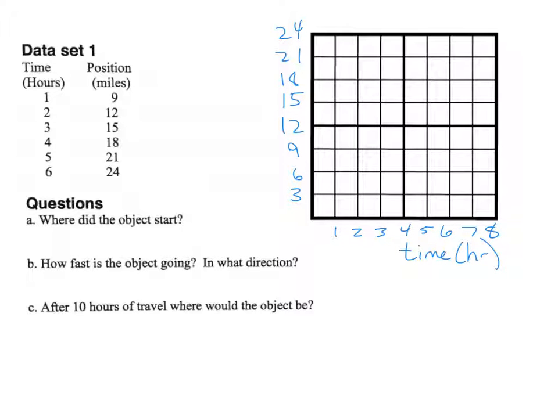Here we go. 1 hour, 9 miles. 2 hours and 12 miles. 3 hours and 15 miles. Oh, look at this. This looks pretty simple. Good thing I went by threes. That's pretty easy. And 5 and 21 and 6 and 24. This is pretty darn good here.